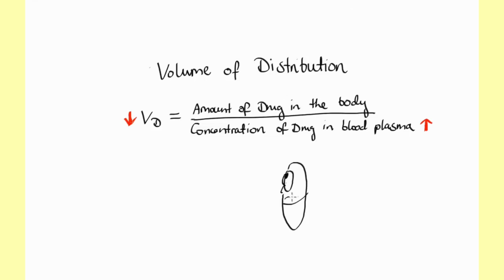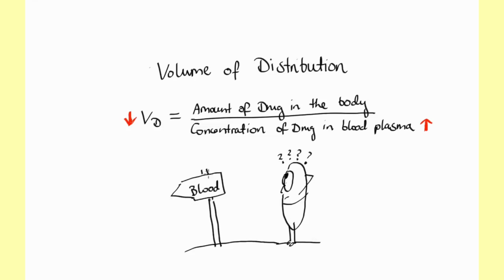So the bottom line is volume of distribution helps predict whether the drug will concentrate largely in the blood or in the tissue. This is really helpful in estimating drug dosing. For example, if a drug has a large volume of distribution, we would need to administer a larger dose to achieve the desired concentration.